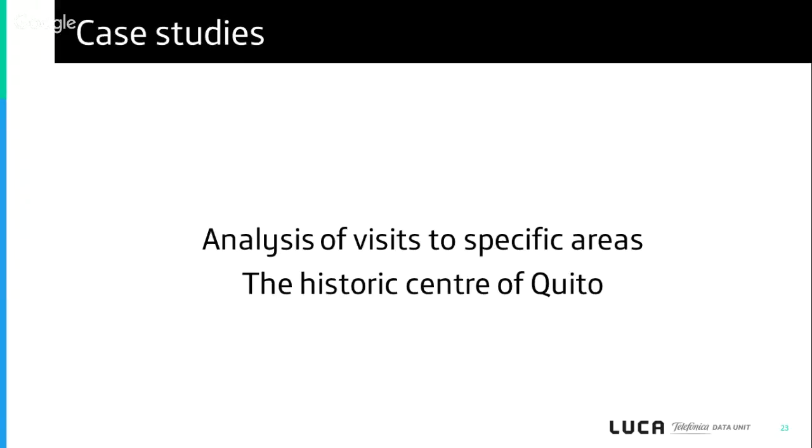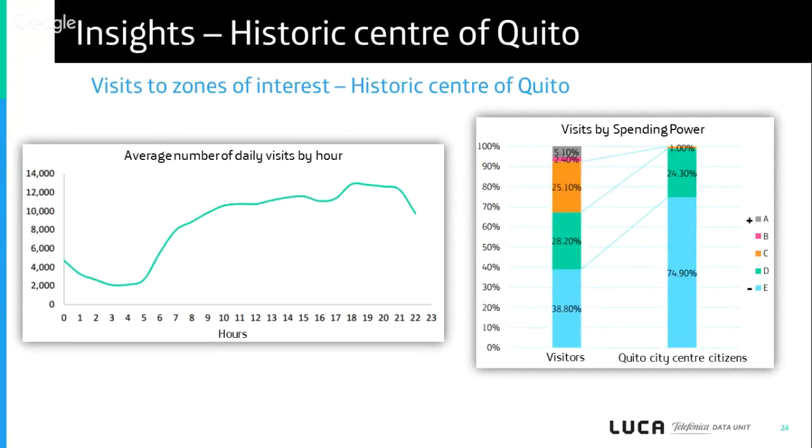Another small case study is to analyze the visit to specific areas in the region. In this case, we are analyzing the people that are visiting the historic center of Quito. Here on the left, we can see the number of people visiting the city center by hour of the day. This is just an average normal day. We can see a big increase in the number of visits after 6 p.m., which is when people have finished their work, so they go to the city center before going home.